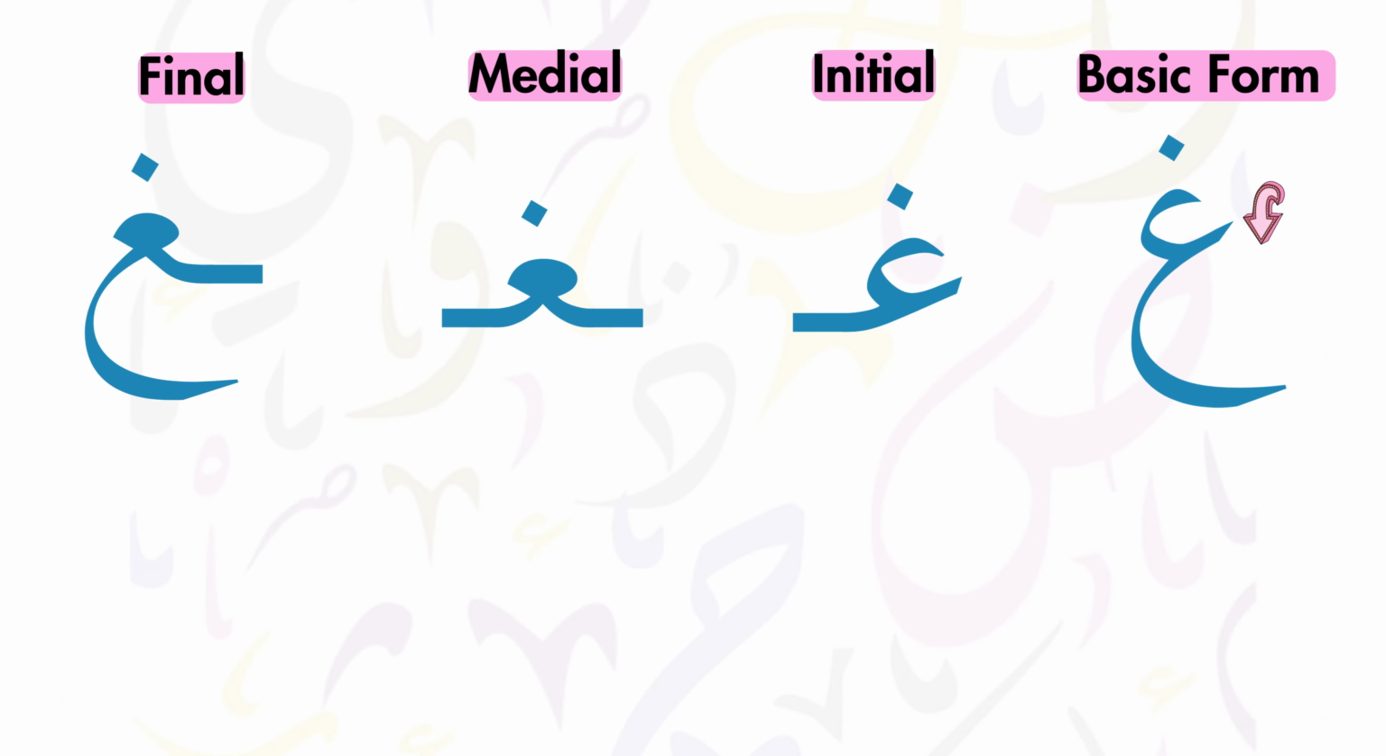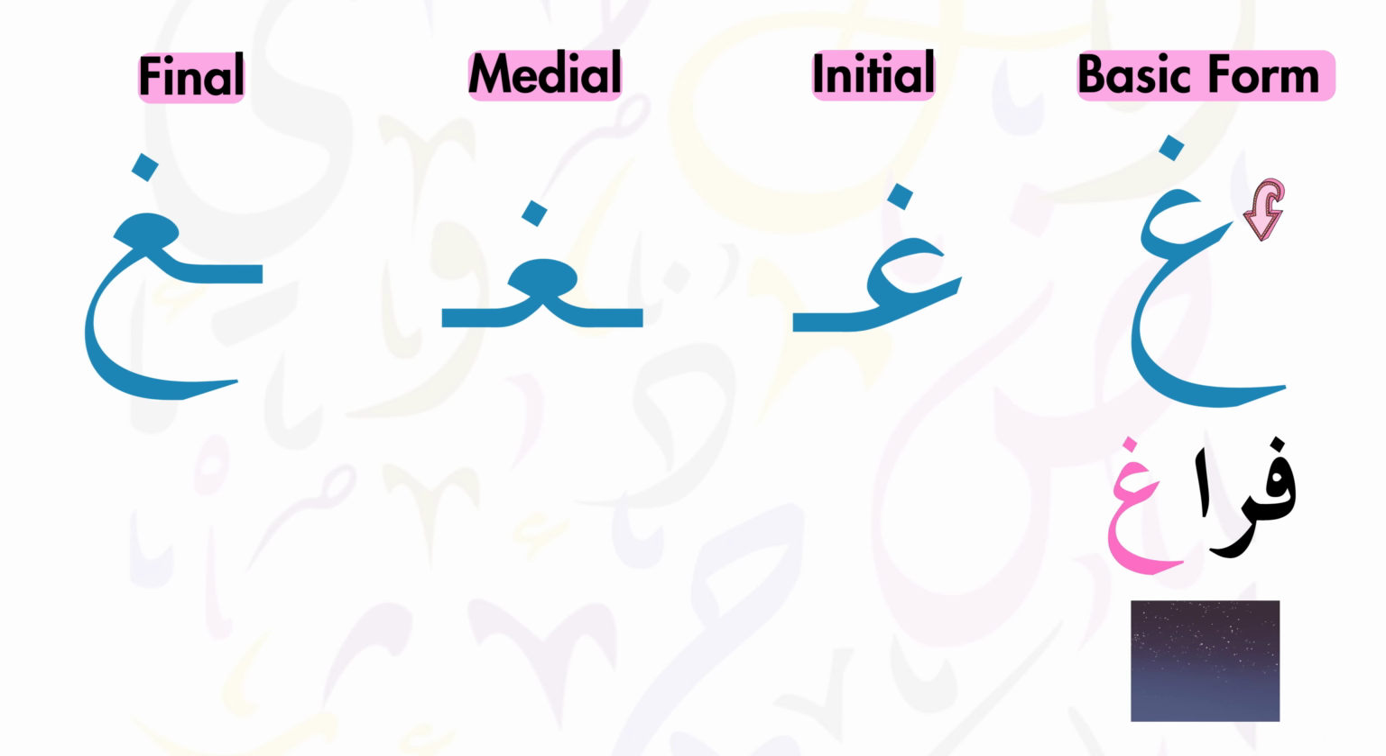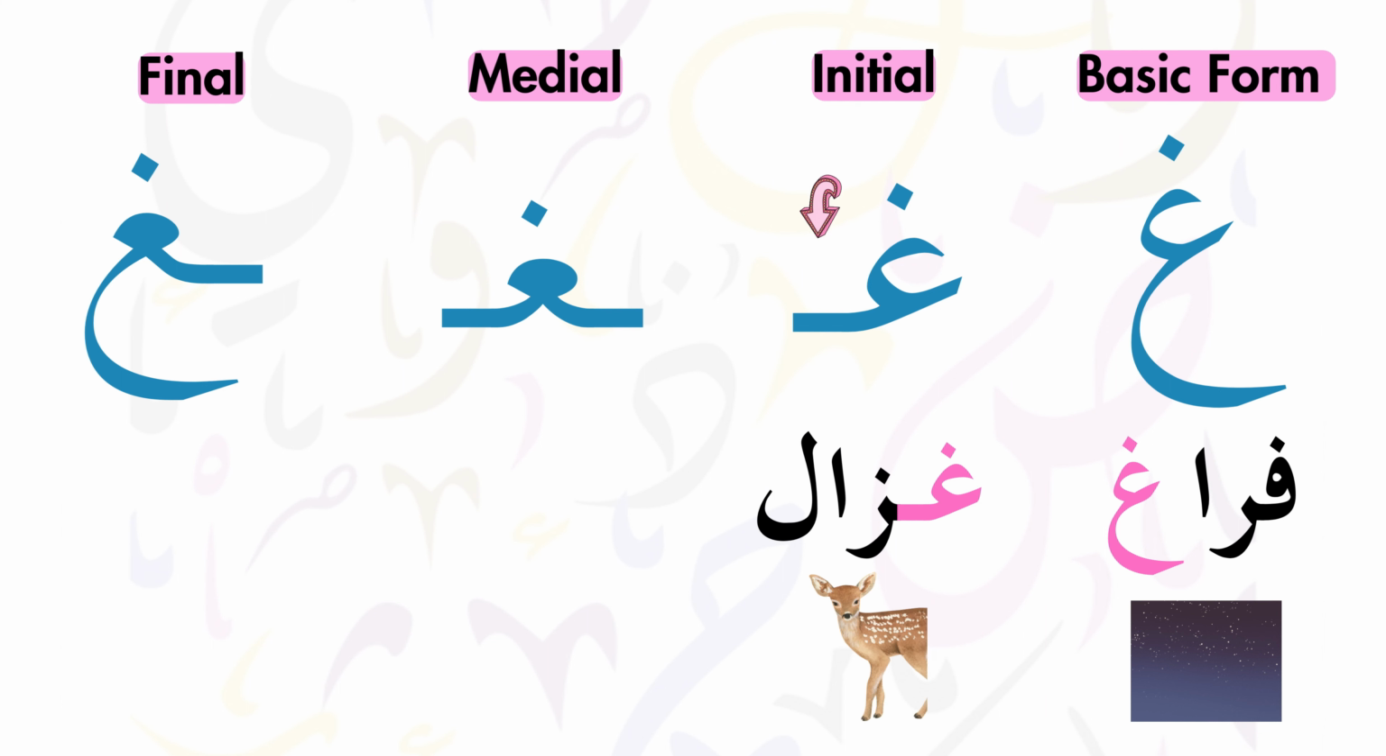First, I have the basic form, which is as usual, it has no hands from right or left, like in the word فراغ, which means space. And then the initial form for Ghain is starting the word with one hand from the left, just like in the word غزال, which means deer.